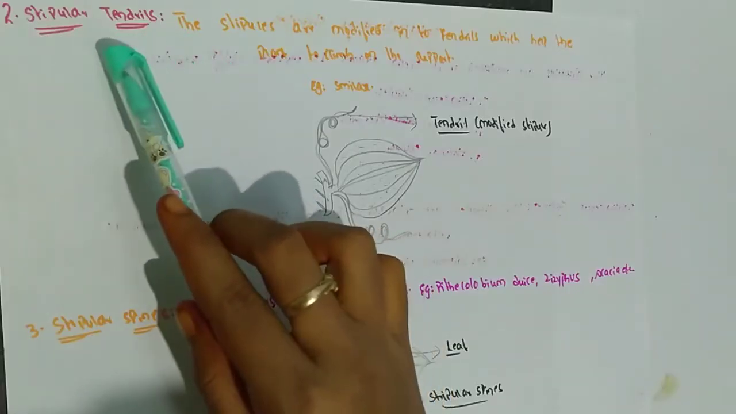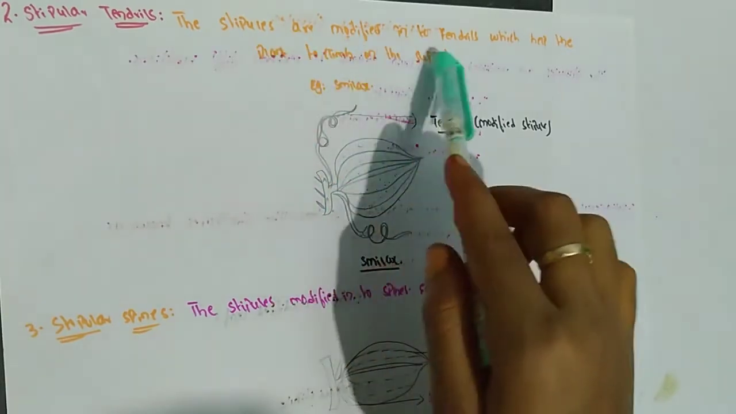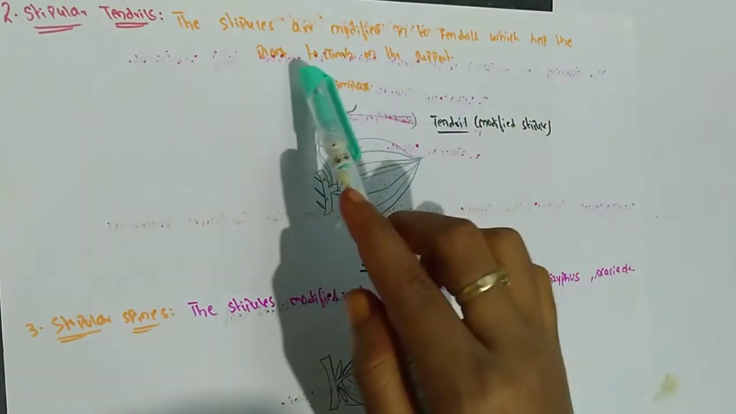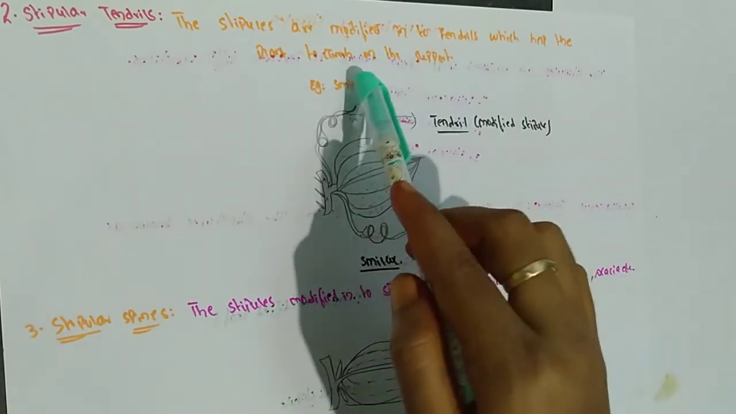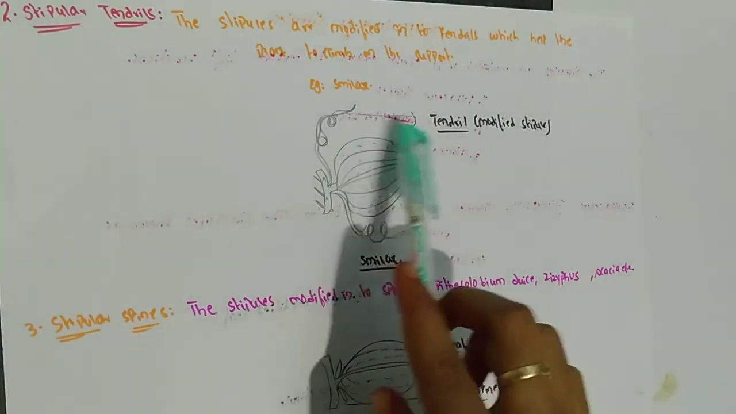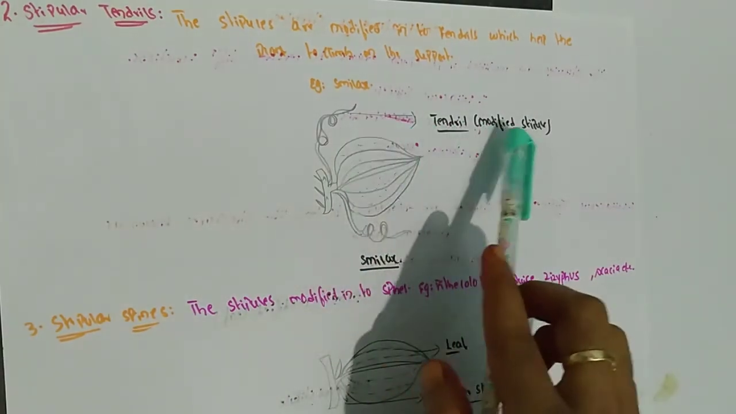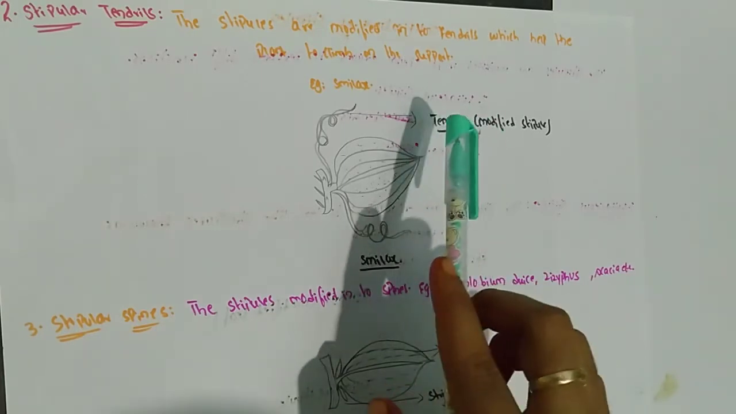Next type, stipular tendril. The stipules are modified into tendrils, which help the plant to climb on the support. Example, Smilax. In Smilax, see the tendrils. These are modified stipules. These are able to climb on the support of a plant.